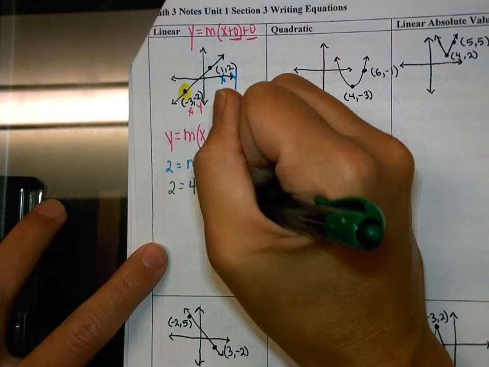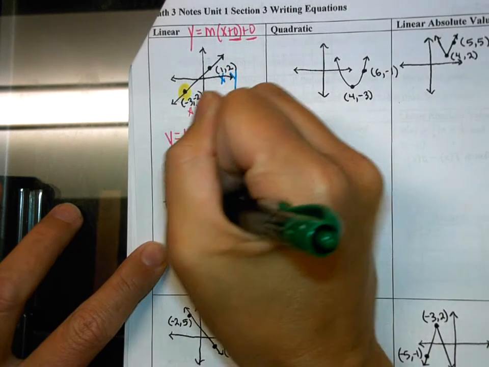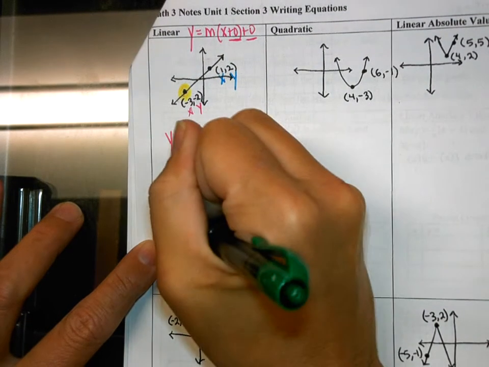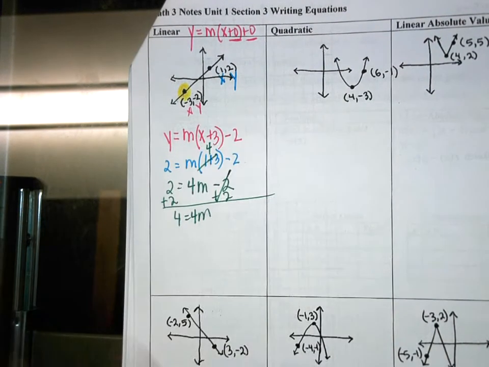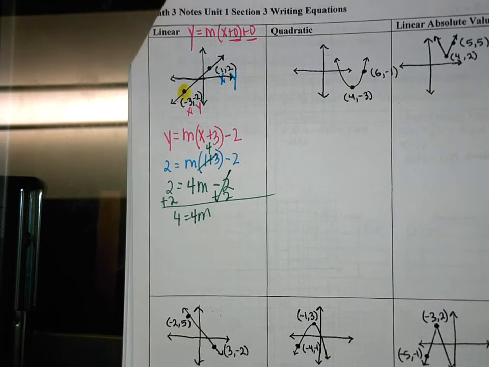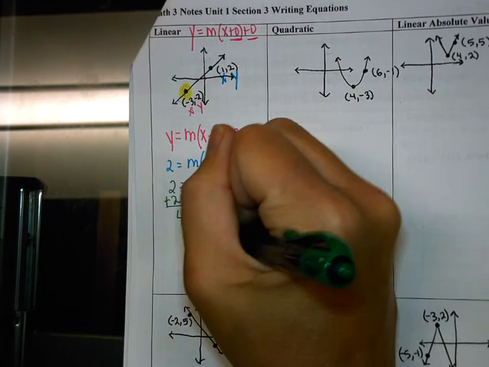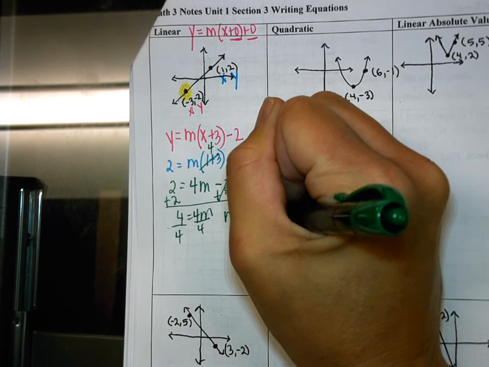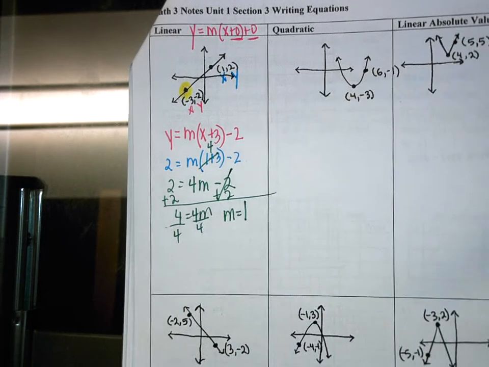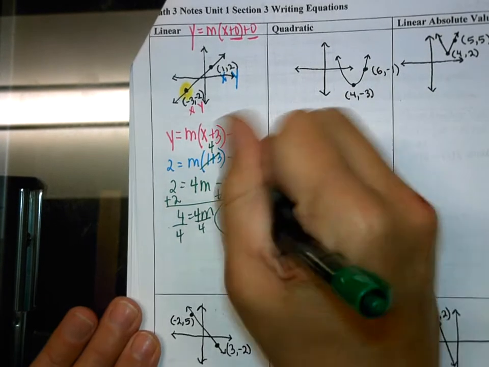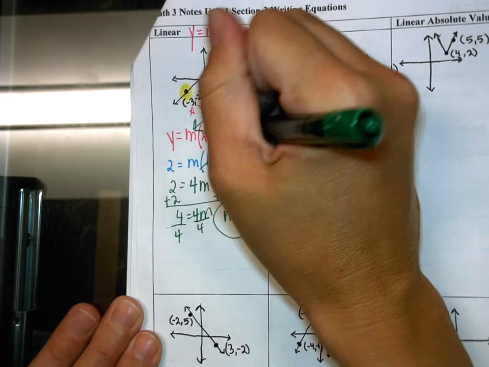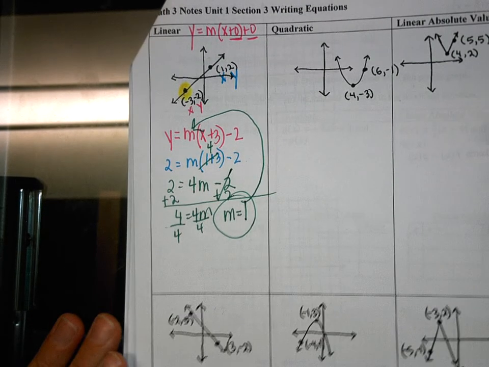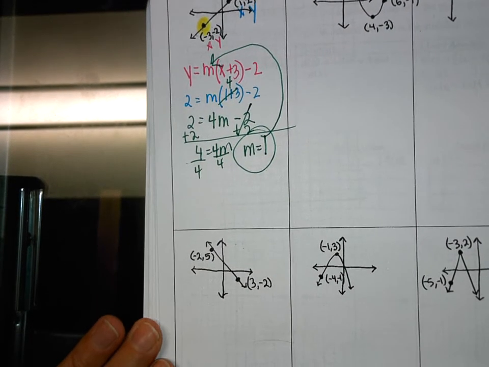To solve, we would add 2 to both sides. Okay? We're trying to get the m by itself. We get 4 equals 4m. And then my last step would be to do what? Good. Divide both sides by 4. And we get m equals 1. So now we just take this information and plug it back into our equation because that was the one piece of information that was still missing. And so my equation, yes?